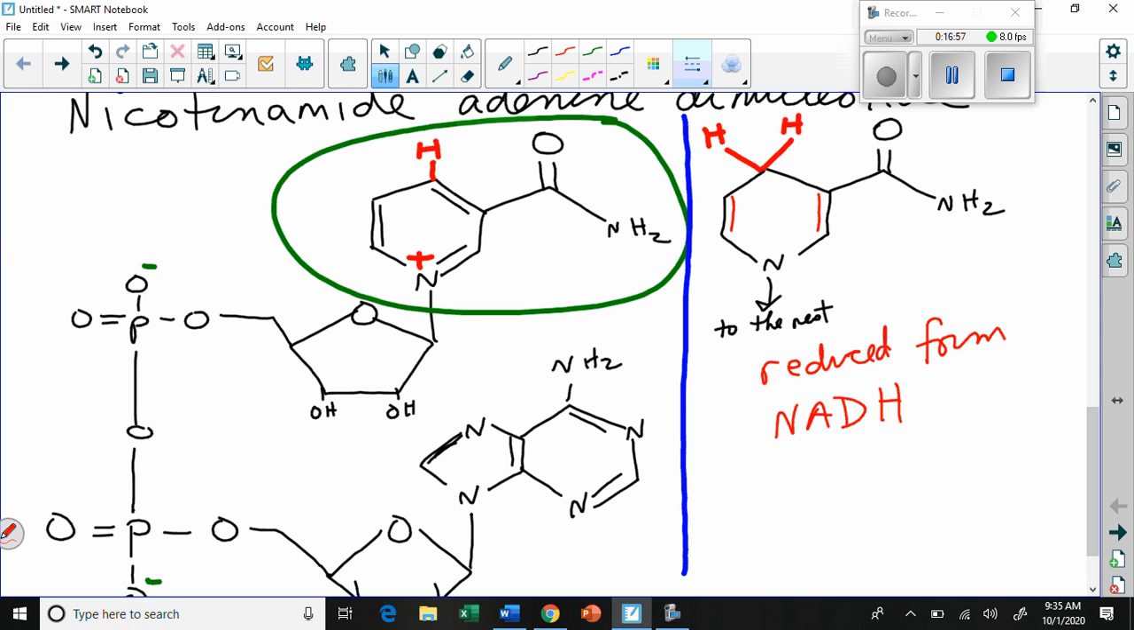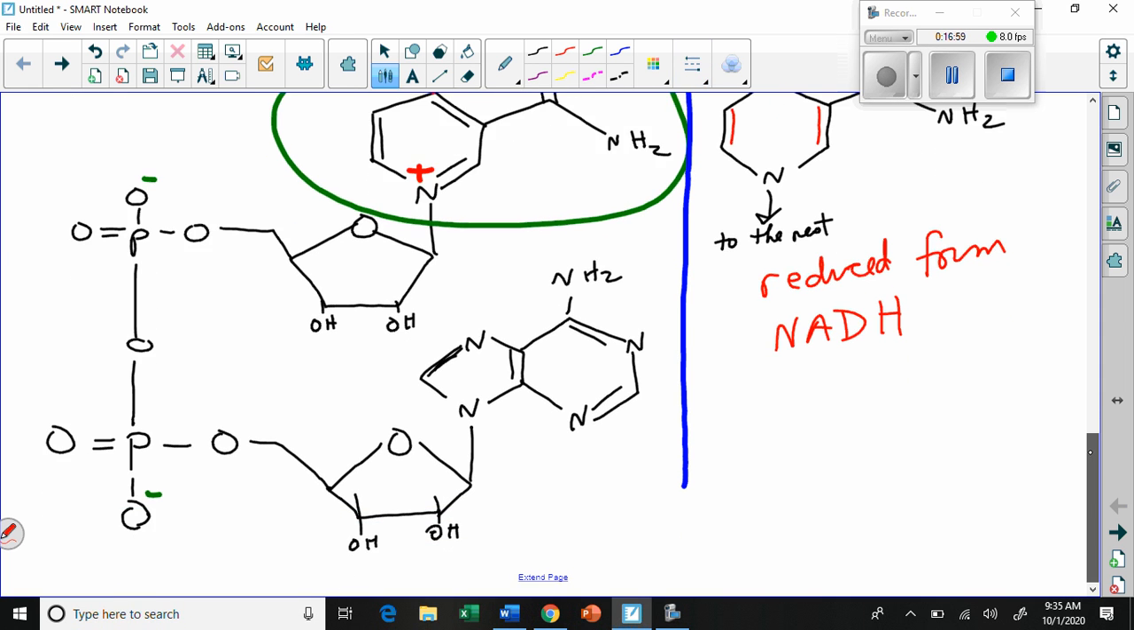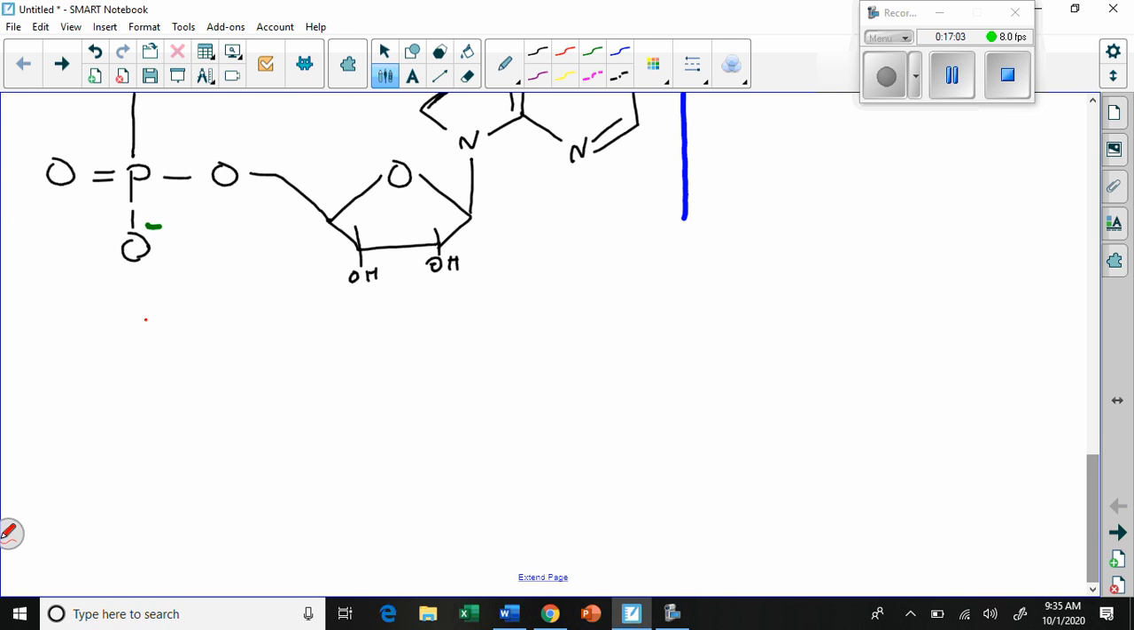Just one sec, guys. And the other side, we would call it the oxidized form. So maybe over here, underneath this, we can write oxidized form. Okay? We'll back up.